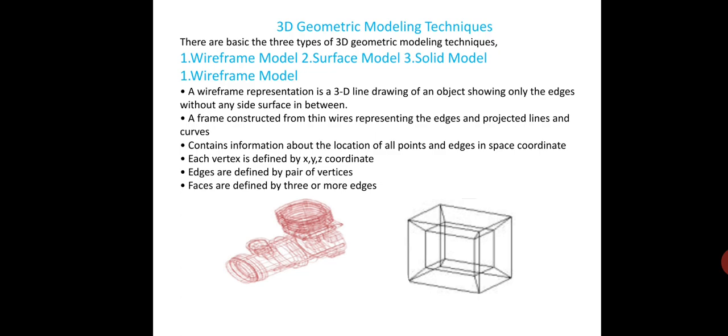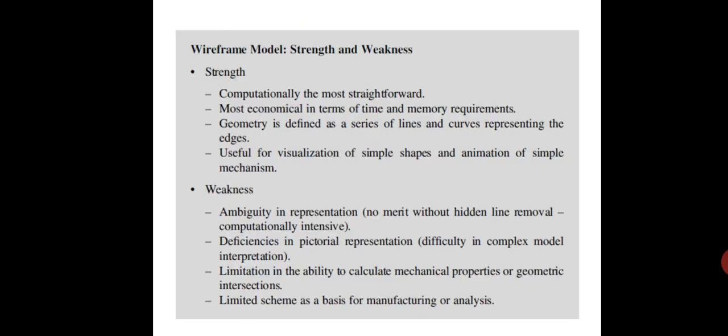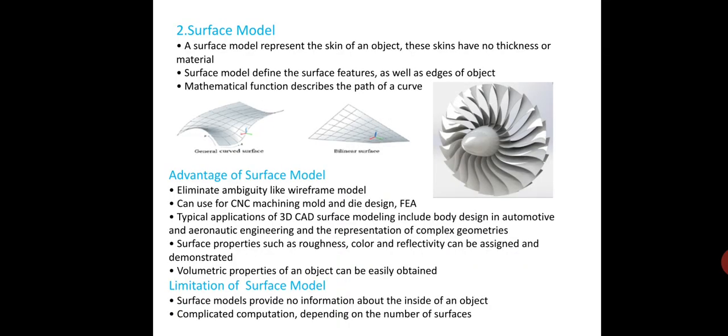Now, the next one is the surface model. A surface model represents the skin of an object. These skins have no thickness or material. A surface model defines the surface features as well as the edges of the object. Mathematical functions describe the path of a curve. In the diagram, you can see here a general curved surface and a bilinear surface.